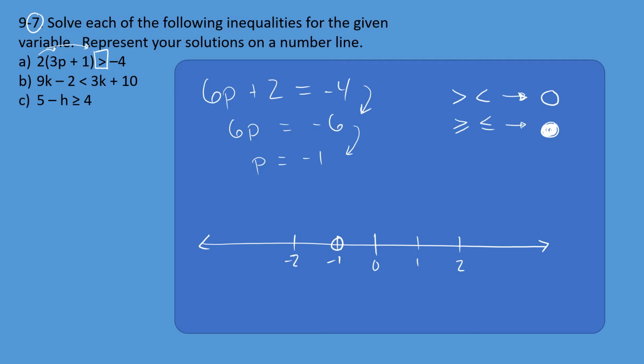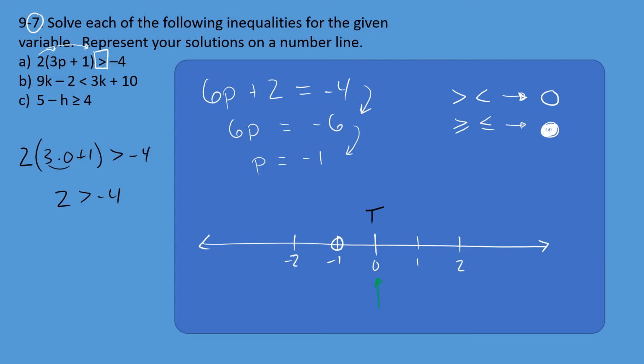Okay, so now that I know where my boundary condition is, I'm just going to check points above or below. So the point I'm going to look at is this point right here, which is 0, and I'm just going to plug that into the original inequality. So it's going to become 2 times, in parentheses, 3 times 0 plus 1, and then on the other side we have is greater than -4. So in my parentheses, this is equal to 1. So this becomes just simply 2 times 1, or 2, is greater than -4. And that is true.